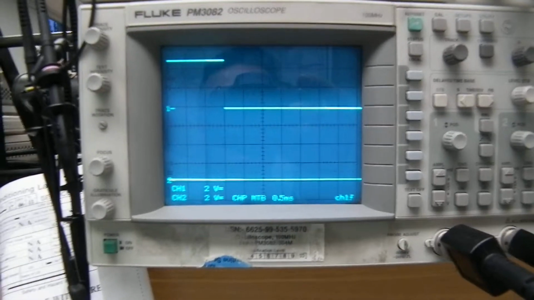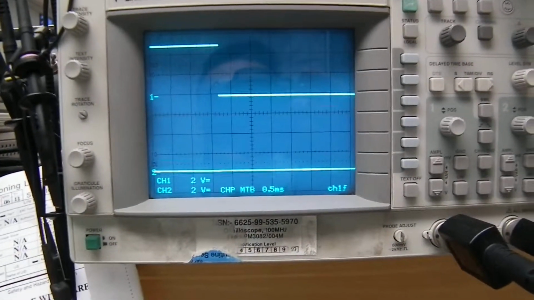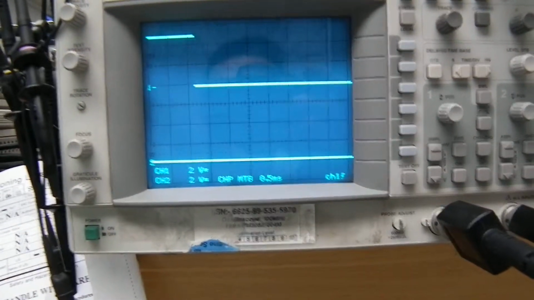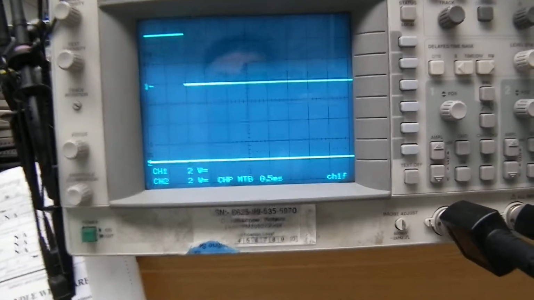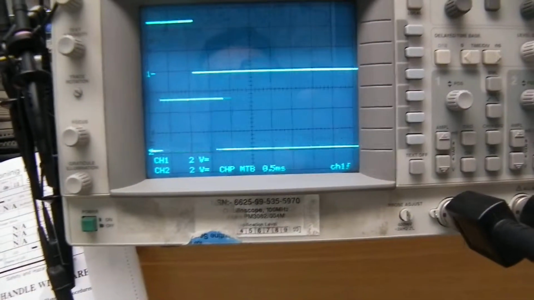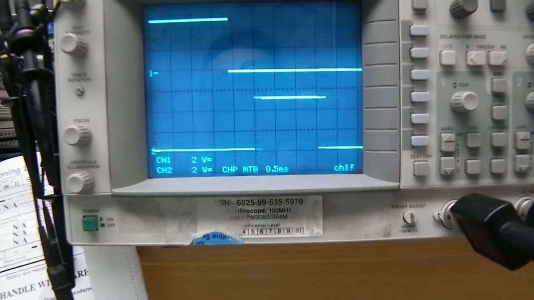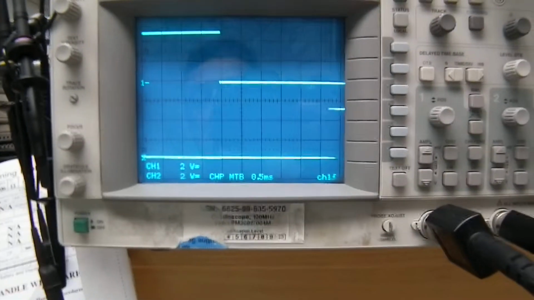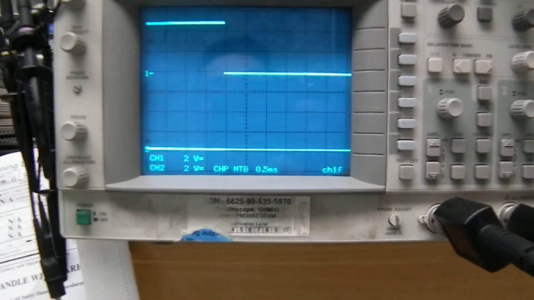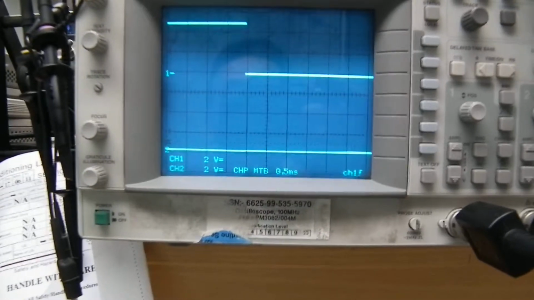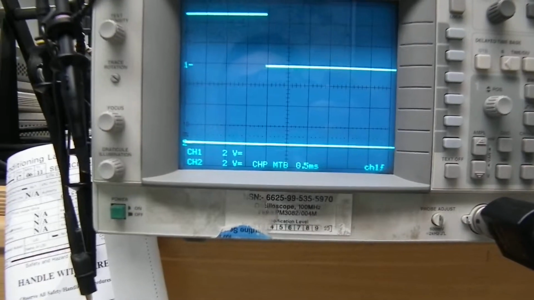The top trace, which I've synchronized at the moment, is showing the angle of the gimbal, and I'm varying it between 1 millisecond and the full 2 milliseconds. The waveform below, which you can actually see is asynchronous, is representing the angle of the platform.